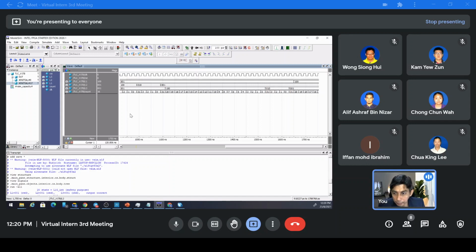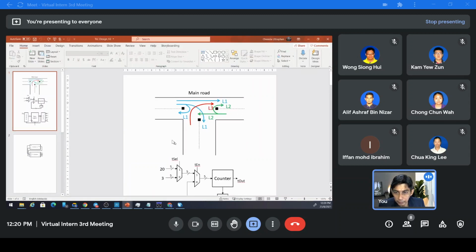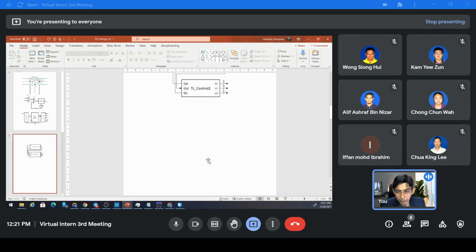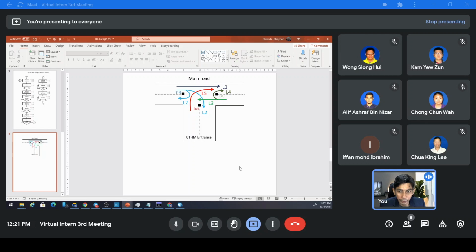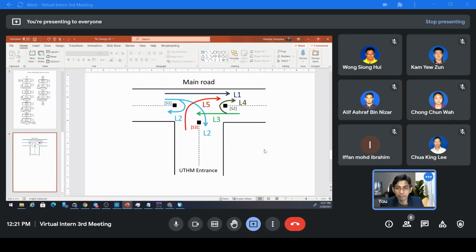Okay, so this is a very simple implementation that demonstrates this flow. Any question before we go to your project? No, doctor. Okay, if not, maybe we can use the same traffic light. Yeah, this can be the UTHM entrance or any other traffic light.